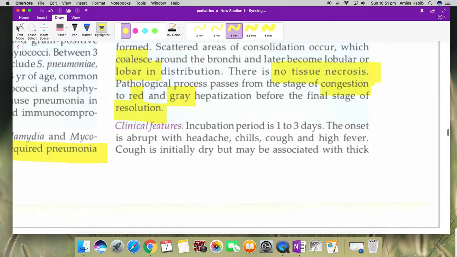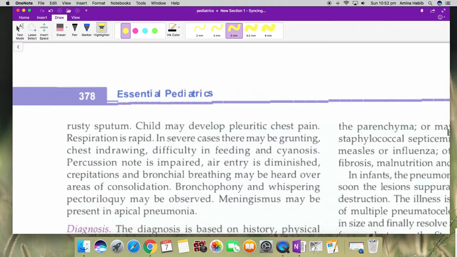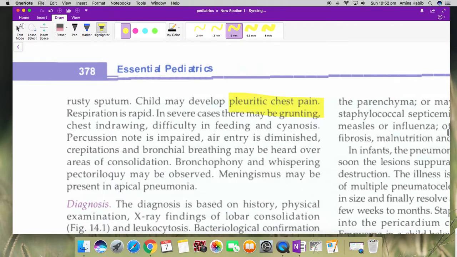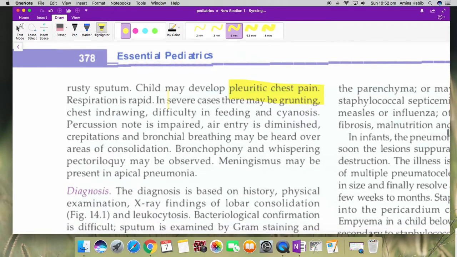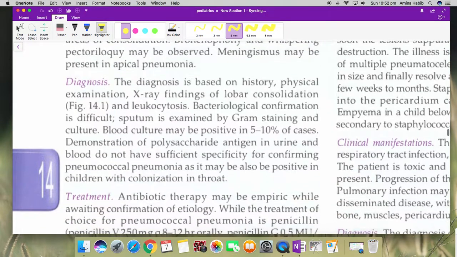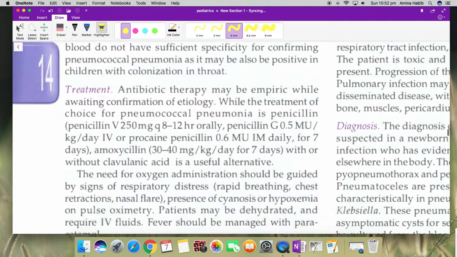Now clinical features: incubation period we discussed, abrupt onset. Cough is dry, later it can be rusty sputum. Pleuritic type of chest pain may be present, which is also referred to the shoulder, abdomen. Severe cases, grunting, chest indrawing. Percussion, crepitations, whispering pectoriloquy, and meningismus in apical pneumonia. Diagnosis: history, X-ray, consolidation findings, blood. So leukocytosis, blood culture, sputum examination, all this is covered.